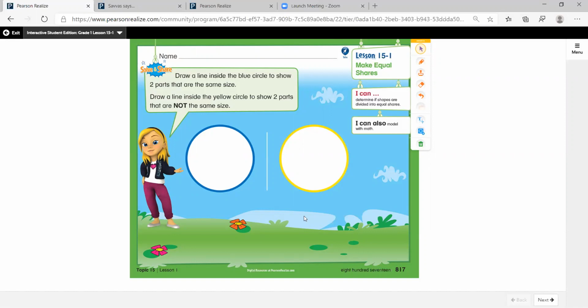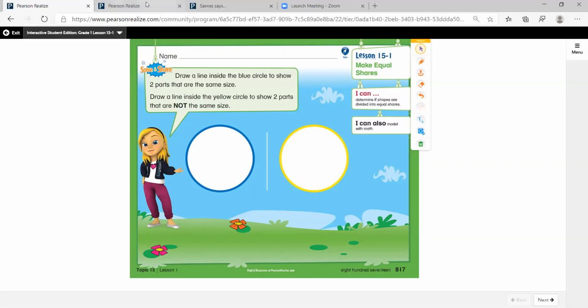In the yellow circle, draw a line inside to show two parts that are not the same size. If you tried to divide or split the yellow circle into two pieces, where could you draw a line so that the pieces are not the same size? Go ahead, try it.